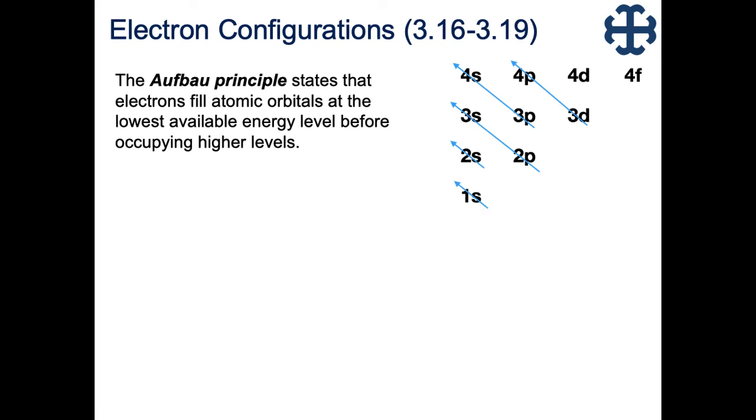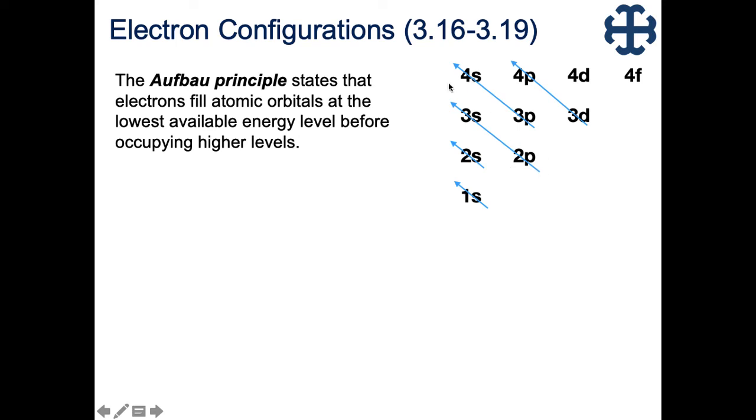Okay, so we've got our different orbitals. So if we're filling these orbitals with electrons as we go across the periodic table, we need to follow something called the Aufbau principle. And this states that electrons fill the atomic orbitals at the lowest available energy level before occupying any sort of higher energy level. So that means that we're going to put electrons in 1s orbitals before we put them in 2s orbitals, before we put them in 2p orbitals, before we get to 3s, 3p, 4s, and so on and so on.